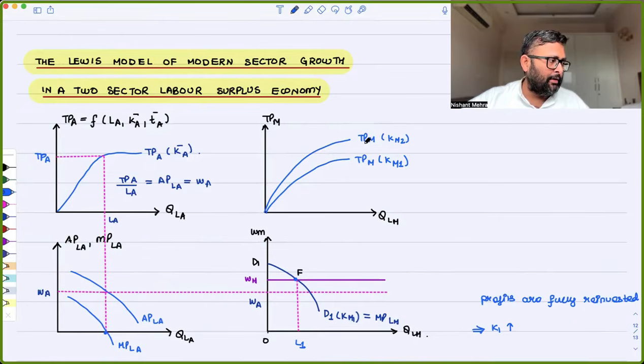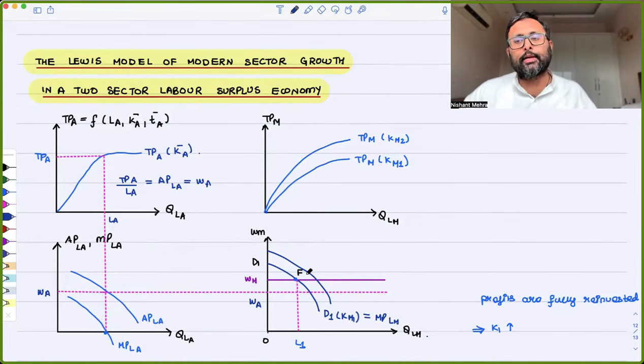And the thing is that the moment you have more capital with you, it means that you can also demand more labor, right? So the demand curve for labor is also going to shift outwards. With more capital, the marginal product of labor is also going to increase, because I hope you know that labor and capital are cooperative factors. If the productivity of one increases, it increases the productivity of the other. So you give more capital to labor, the productivity of labor is going to increase. And if the MPL increases, then definitely the demand curve for labor will also increase, right? So this is your D2.